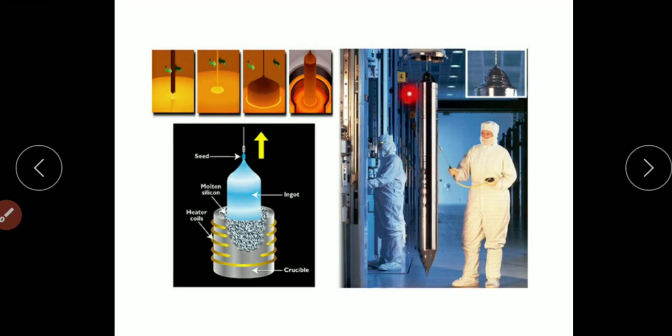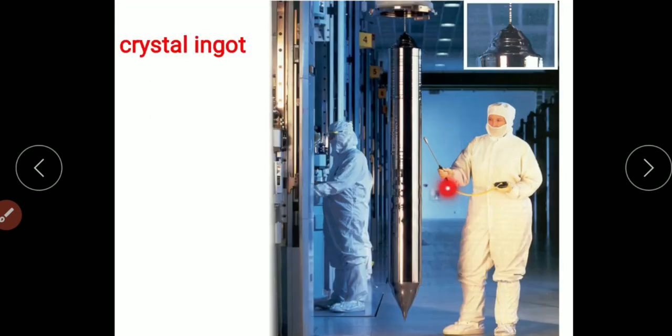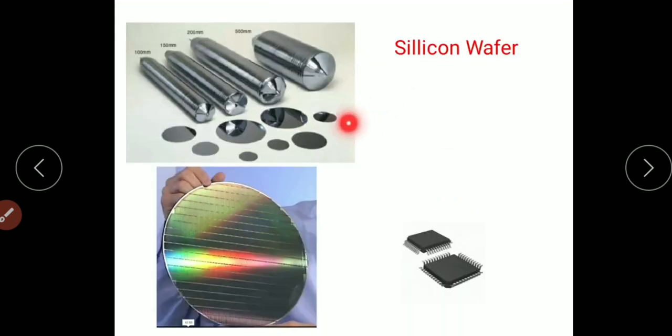After getting this silicon ingot, you have to cut it into pieces with a thickness in the millimeter range. Those slices are called silicon wafers. Here you can see the silicon wafers. These are all silicon wafers. How are you getting them? If you cut this silicon ingot into many pieces, then you will get these wafers. On this wafer, you have to fabricate your IC.